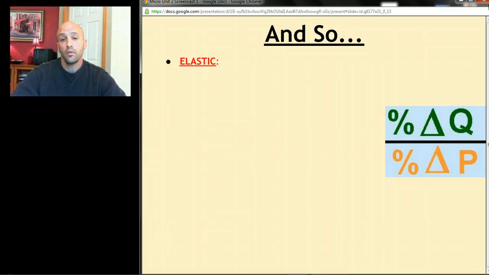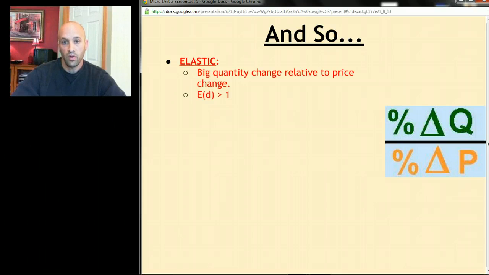So, a demand curve is going to be elastic, meaning that there's a big quantity change relative to the price change if the number we get from this formula is greater than 1. That's typical for things that we don't really need, things like fuzzy bunny slippers or luxury goods. When the price changes, since we don't really need it, we'll stop buying it.